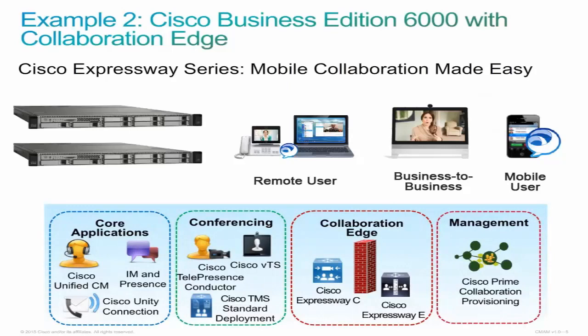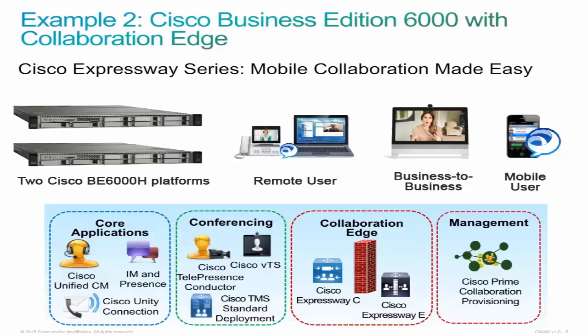In example 2, the environment is larger with more users and devices, and the Cisco Business Edition 6000 High Density Model, or Cisco BE6000H, is the best choice. This example includes 2 Cisco BE6000H devices to provide high availability. This solution also offers enterprise-grade flexibility and scalable solutions with Cisco WebEx and Cisco Spark.